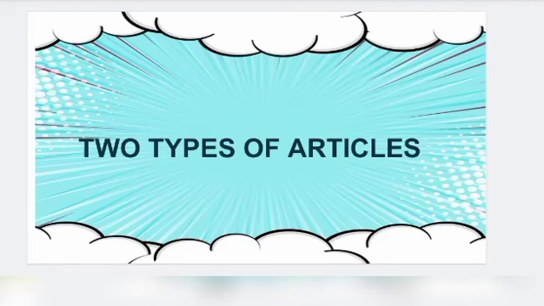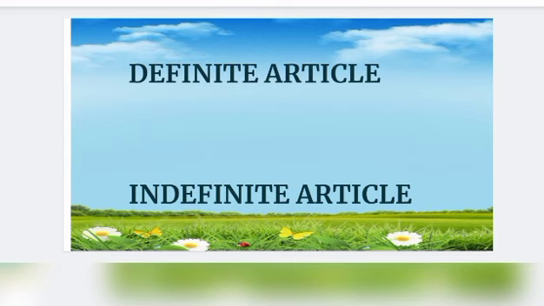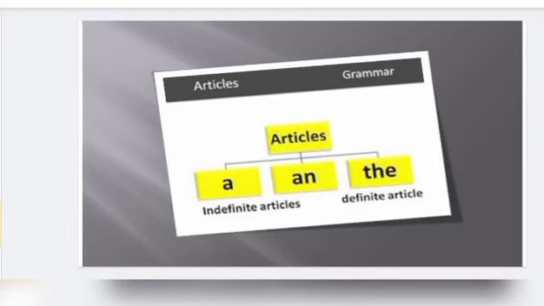There are two types of articles. They are definite article and indefinite article. Indefinite articles use a and an, and definite articles use the.